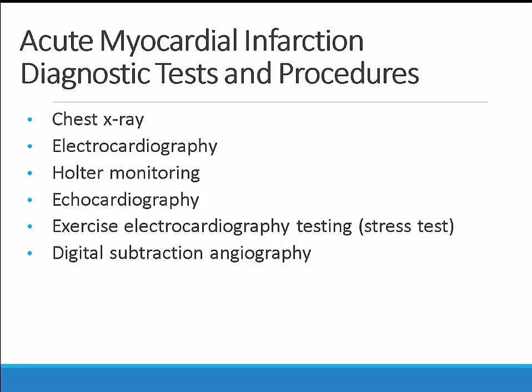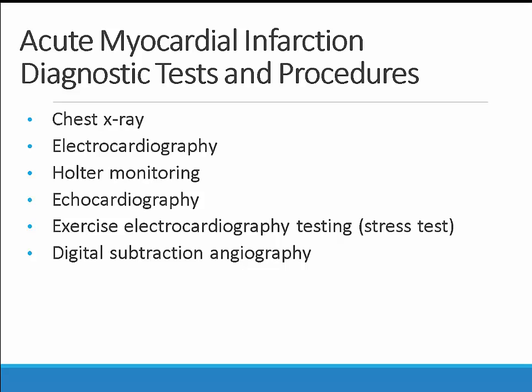Bundle branch block and slight increases in PR interval or QRS duration are common in older individuals because of increases in conduction time through the AV node, the bundle of His, and bundle branches. Exercise electrocardiography testing, stress tests, studies the heart during activity and detects and evaluates coronary artery disease. A patient would be instructed to wear loose, comfortable clothing and supportive rubber-soled shoes.